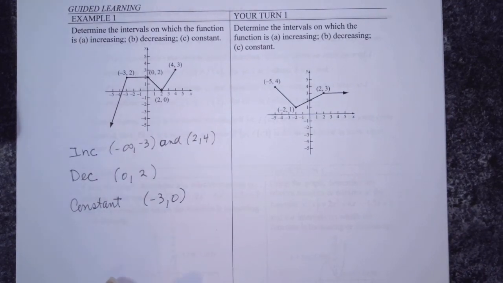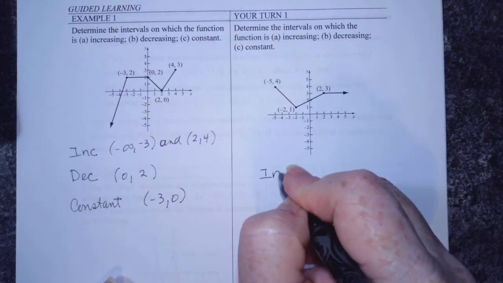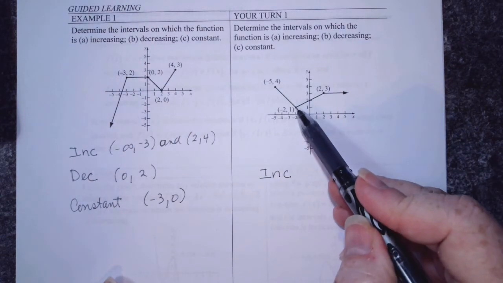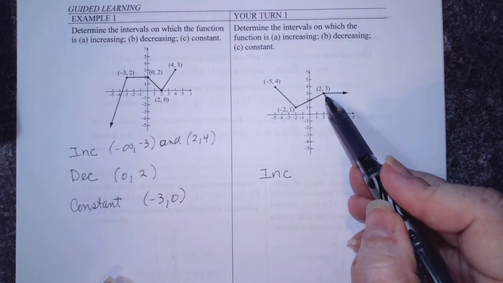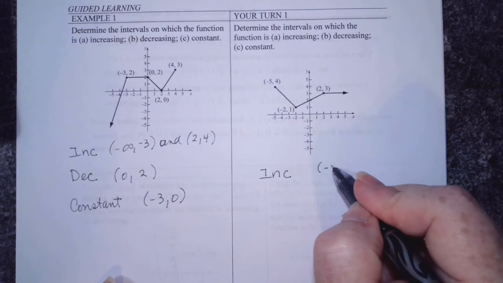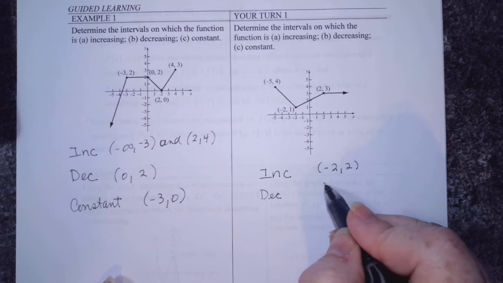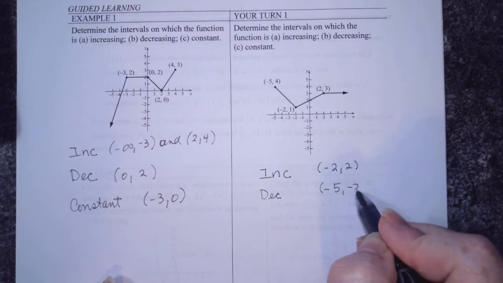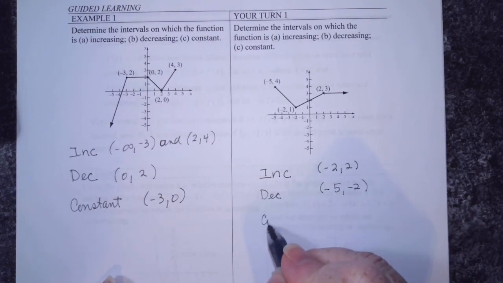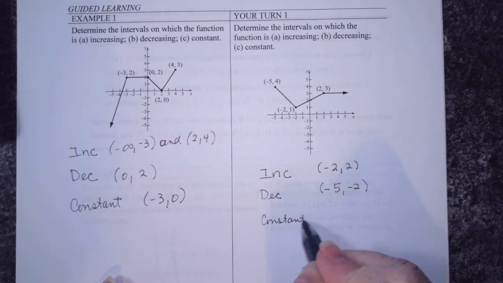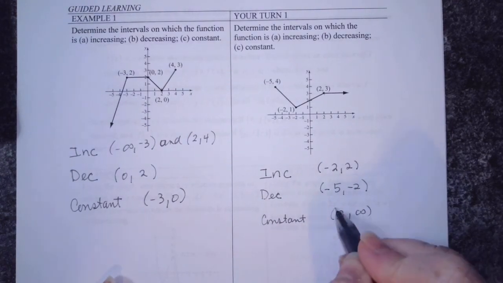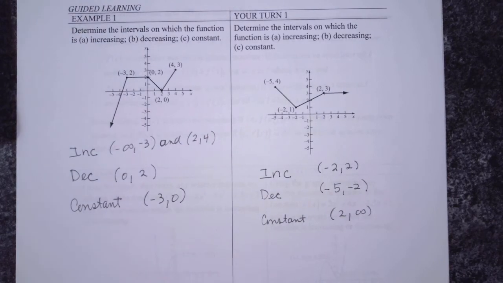All right, are we ready to look? All right, so increasing, this one would be from -2 to +2. Decreasing, perfect. Constant, that's it. 2 forevermore. Good job. Anybody have any questions about either one of those?